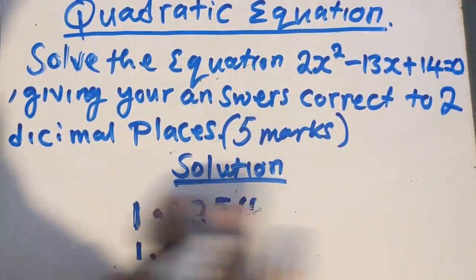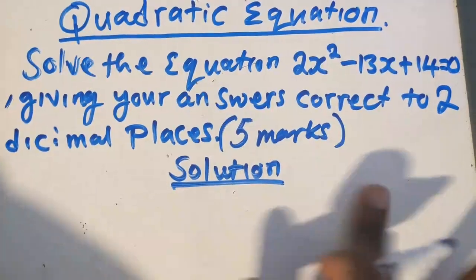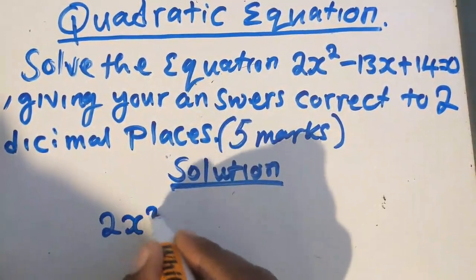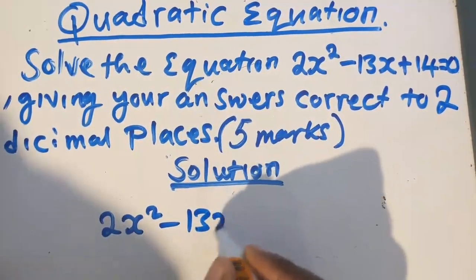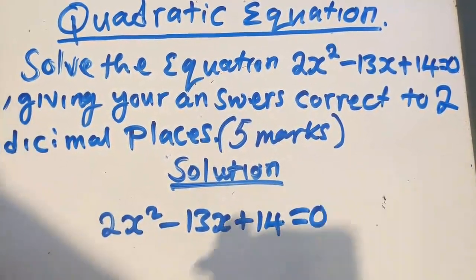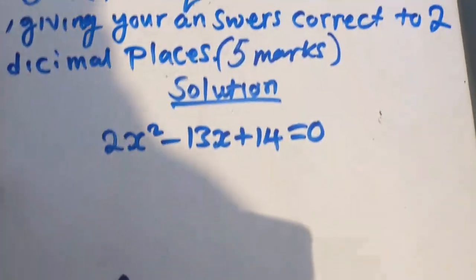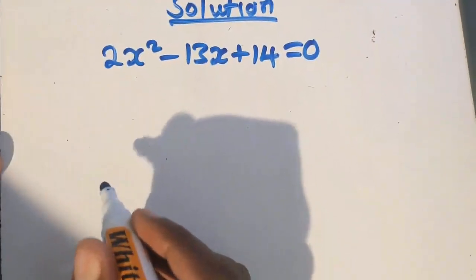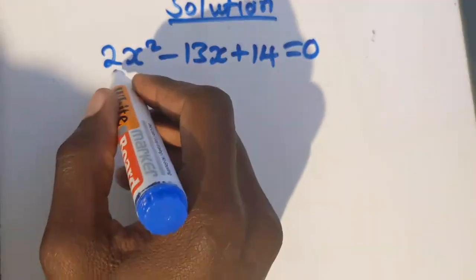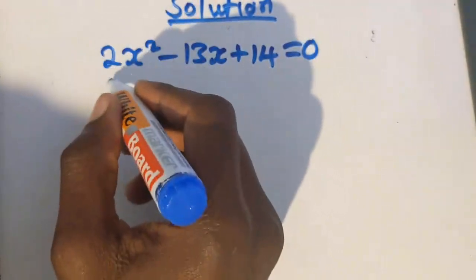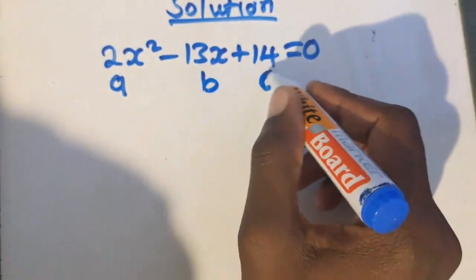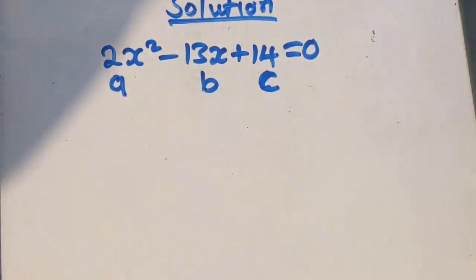All right, so let's solve the equation. This is the equation that we have: 2x squared minus 13x plus 14 equals 0. This is a quadratic equation. Now how do you solve this quadratic equation? The first thing you need to know is that in a quadratic equation, the term which is squared has coefficient a, this one is b, and this one is c. These are just the coefficients that you get.